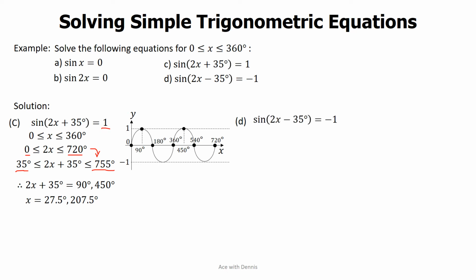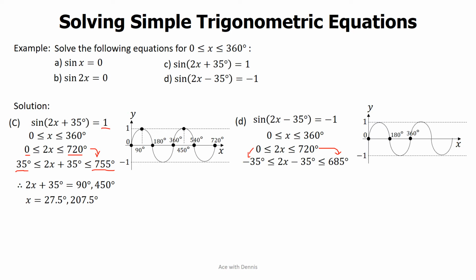Now we move on to D. Sine of (2x minus 35 degrees) equals negative 1. The process is actually very similar. The given range is 0 to 360 degrees. The range for 2x is 0 to 720 degrees. The range for 2x minus 35 degrees will be negative 35 degrees to 685 degrees. The same thing: 0 minus 35, you get negative 35 degrees, and 720 minus 35, you get 685 degrees.